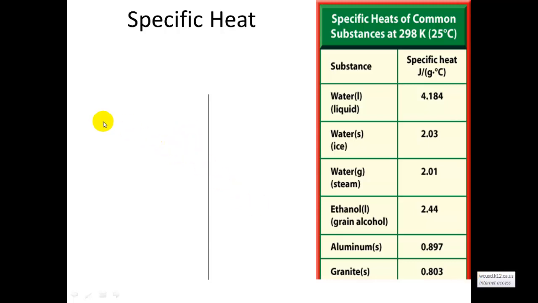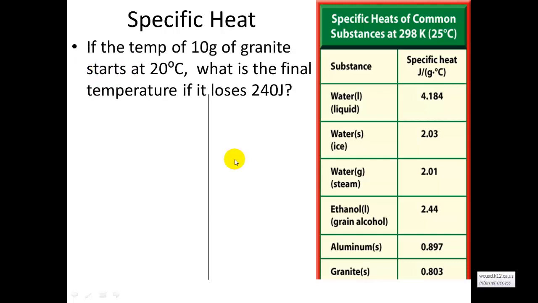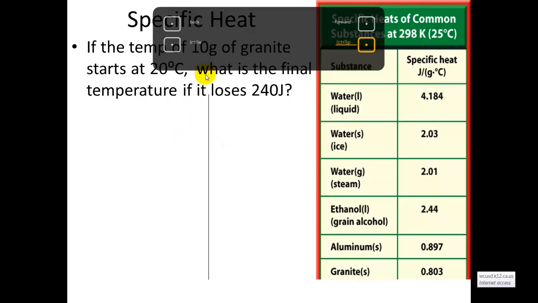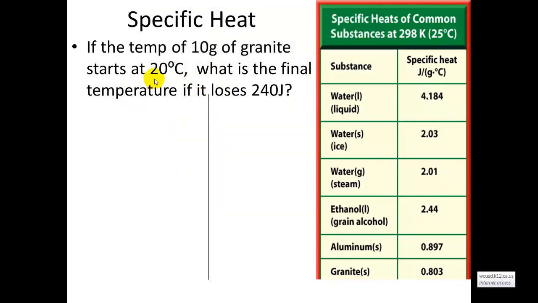Alright, so for this last problem, we're going to do an MCAT problem. The MCAT problem looks something like this. The question reads, if the temperature of 10 grams of granite starts at 20 degrees Celsius, what is the final temperature if it loses 240 joules?